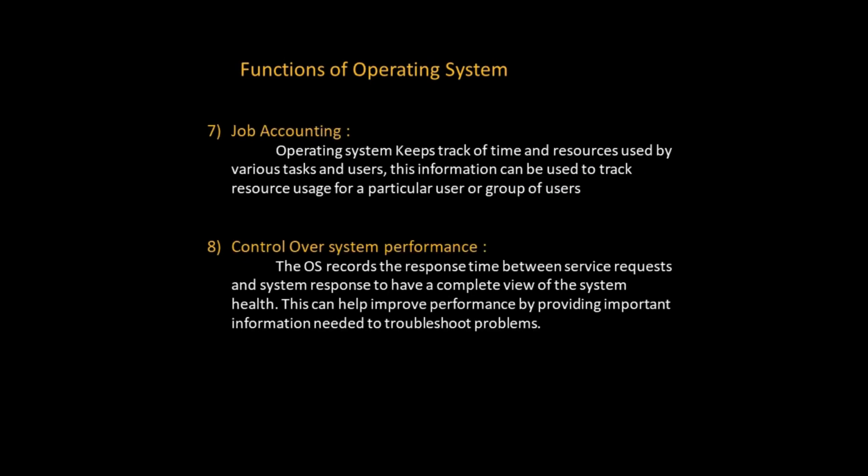The next function of operating system is job accounting. In job accounting, the operating system keeps track of time and resources used by various tasks and users. This information can be used to track resource usage for a particular user or a group of users.